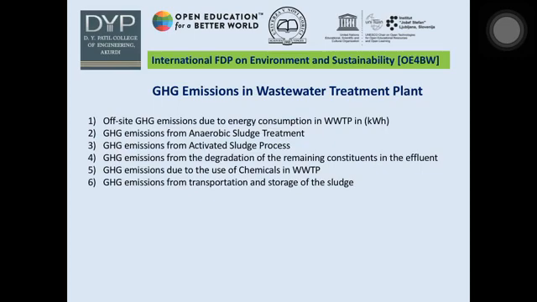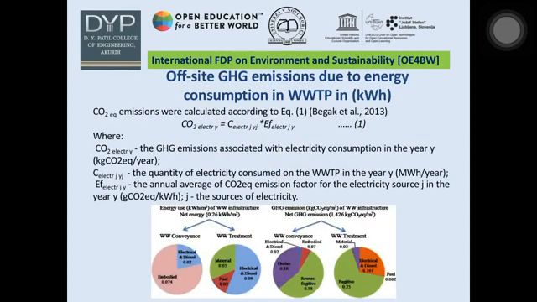Fourth is greenhouse gas emissions from the degradation of the remaining constituents in the effluent. Fifth is the greenhouse gas emissions due to the use of chemicals in wastewater treatment plants. And last, greenhouse gas emissions from transportation and storage of the sludge. Now let's see one by one.